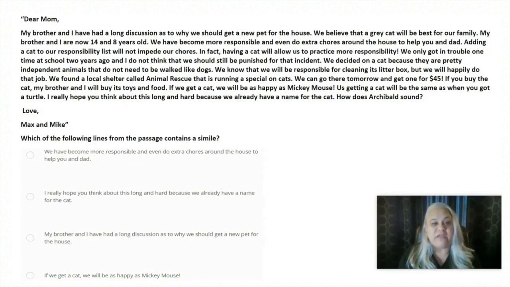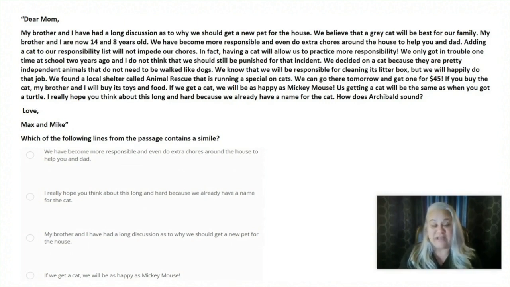I really hope you think about this long and hard because we already have a name for the cat. Well, again, we're not comparing anything to anything else, so this is not an example of a simile. My brother and I have had a long discussion as to why we should get a new pet for the house. This is just a simple statement. Again, we are not comparing anything, therefore simile is not an example within the sentence.